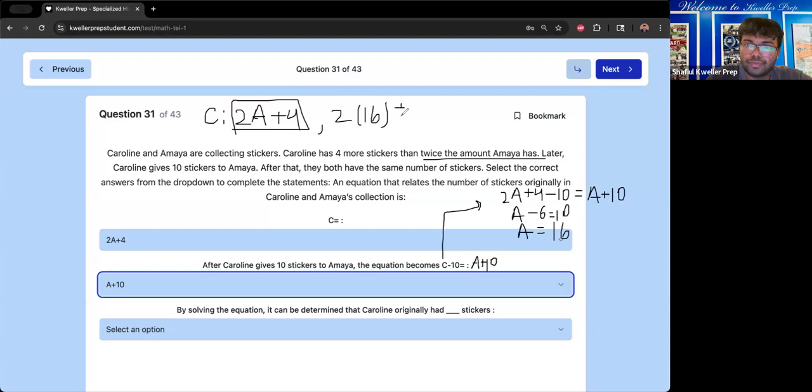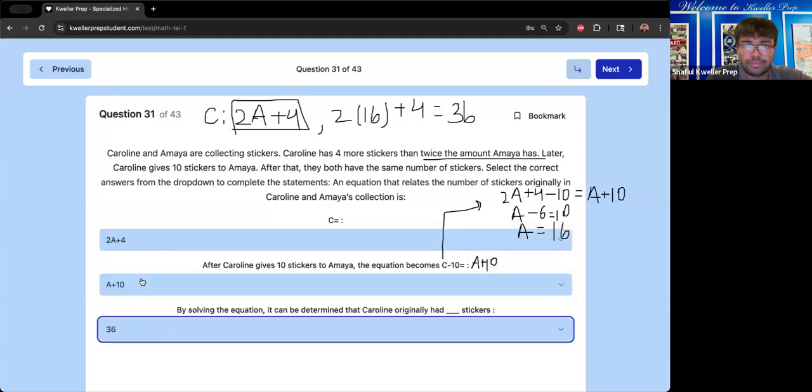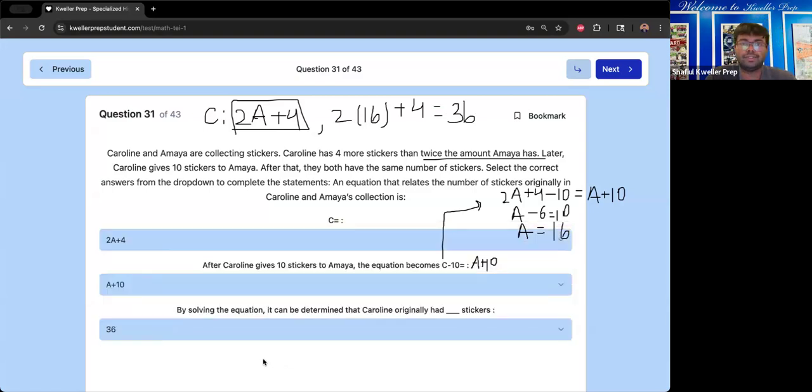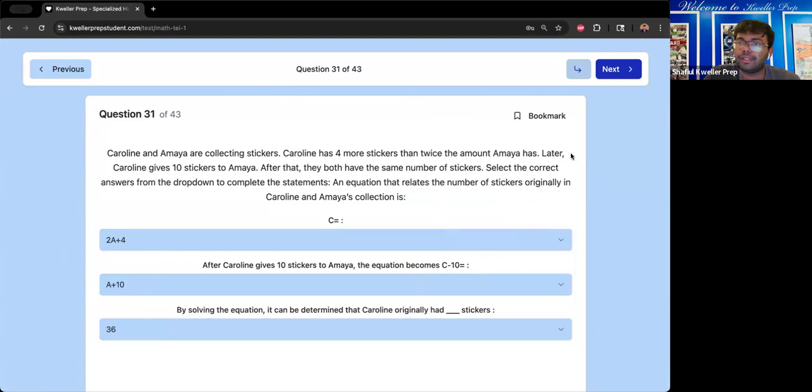It's 32 plus 4. It should be 36. Okay. Does anyone have any questions with this? Okay, let's do one more, and then I'll open the floor for any questions that you guys have about math TEI, maybe any general questions you guys have.